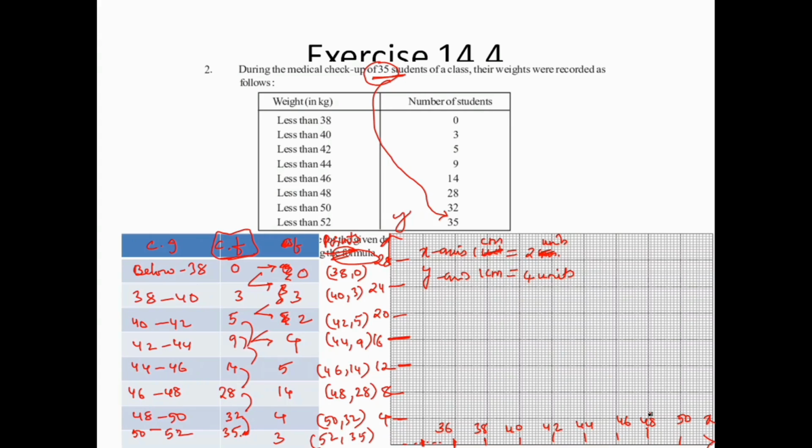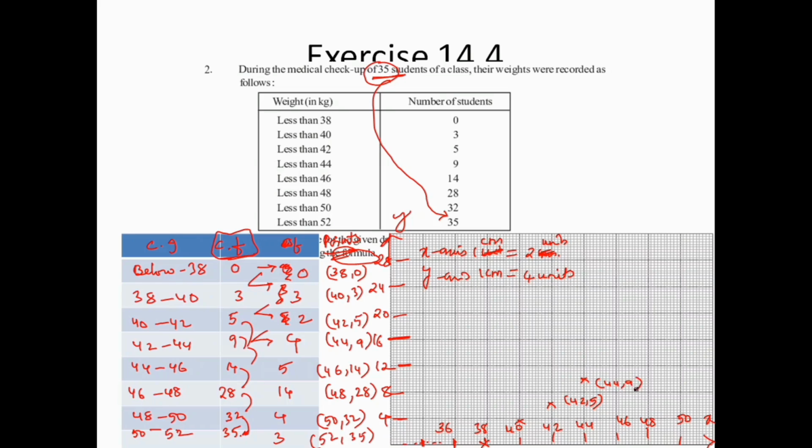So let's get the answers done over here. Here 38 is your x-value and your y-value is 0. It means it's over here, look at 38, 0. The next is 40, 3. The next one is 42, 5. It's somewhere over here, 42, 5. The next one is 44, 9. So it is somewhere over here.